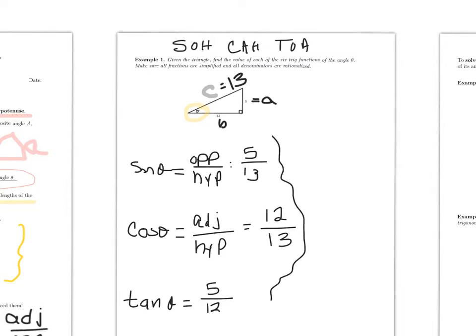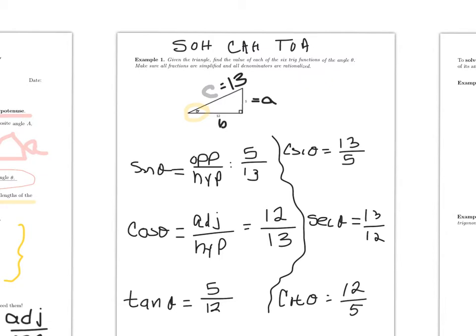Now, those are the first 3 trig functions. We still have 3 others to find, but if you have sine, then to find cosecant, that's just its reciprocal. So cosecant of theta is the reciprocal of sine, so that's 13/5, right? Just flip it over. That's all reciprocal means. Secant is the reciprocal of cosine, so that's 13 over 12. And cotangent of theta is the reciprocal of tangent, so that's 12 over 5.